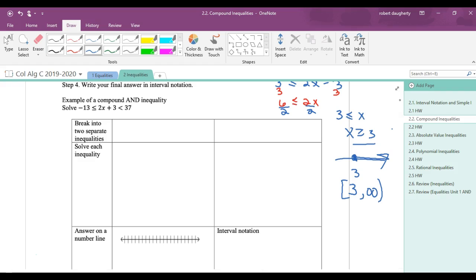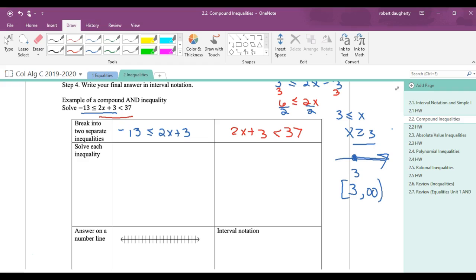So I'm going to write down the first problem. Just copy down what you see there: negative 13 less than or equal to 2x plus 3. The next problem, I'm going to copy all of that: 2x plus 3 less than 37, okay? See what I did? I broke it into 2 problems. Nothing was changed so far. Now what do I have? I have 2 simple inequalities. I just go solve each one, okay?